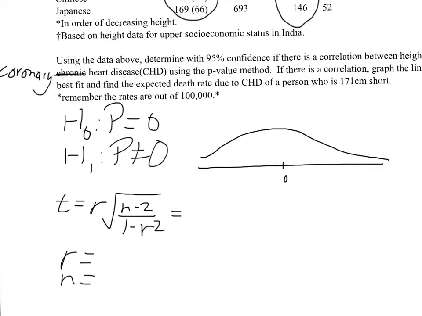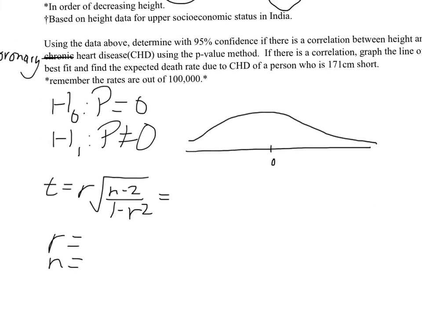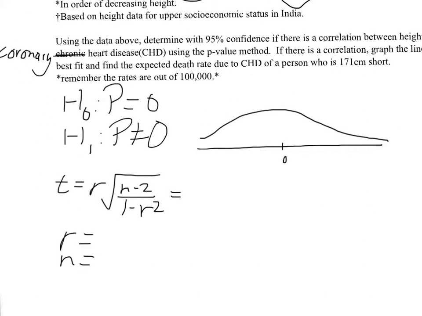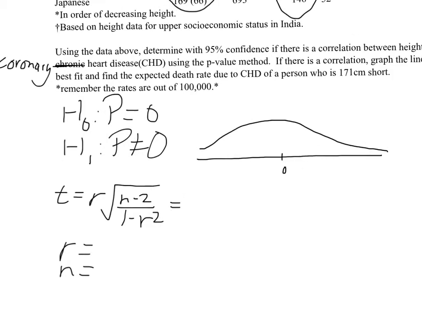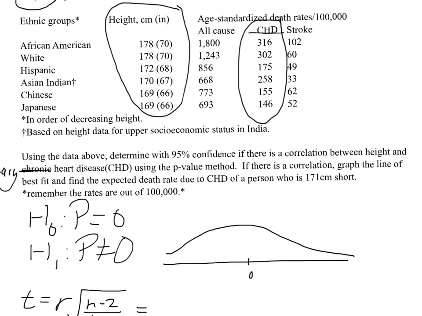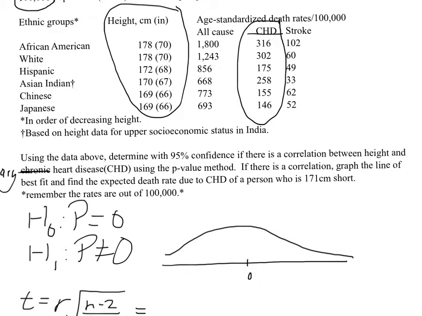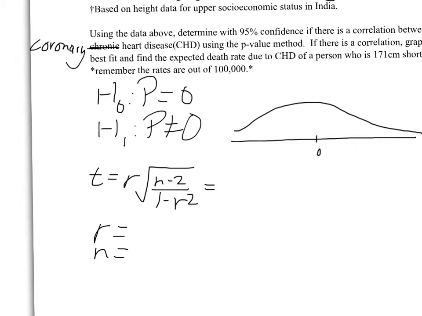Okay, so now we're going to have to find the test value. In order to do that, we need R and N. N is just going to be the number of samples. So let's see, that's 1, 2, 3, 4, 5, 6, N equals 6.